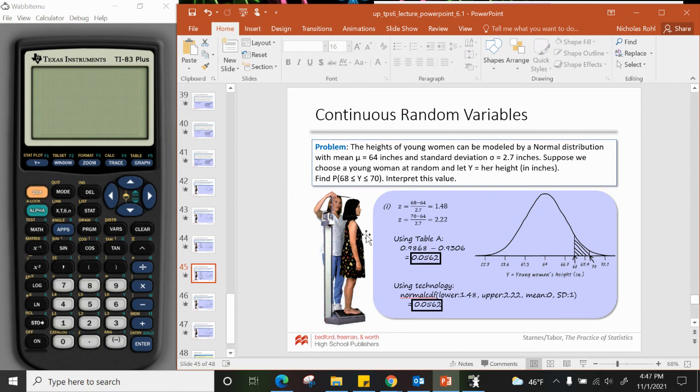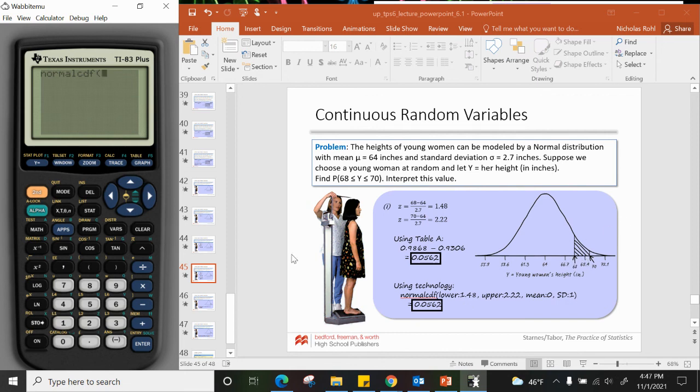Okay, I'm going to turn it on. Remember, I'm going to go second, vars, and I'm going to do normal CDF, because I'm finding the probabilities. Normal CDF is finding the probabilities. Inverse norm helps me find the bounds. I know my bounds, so I'm going to go to normal CDF to find the probability.